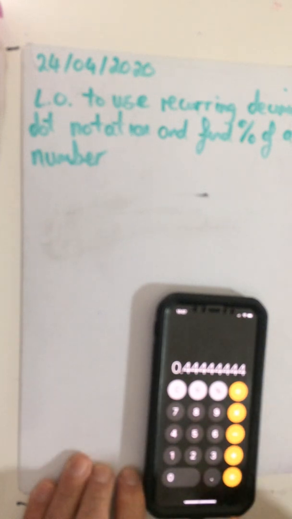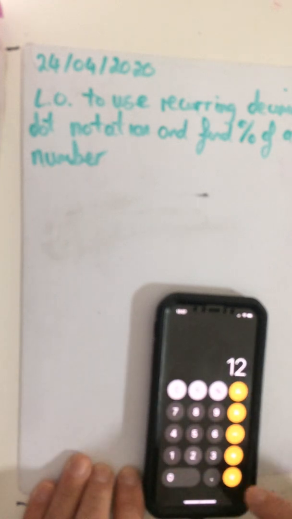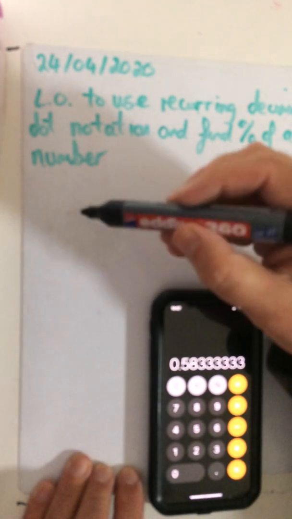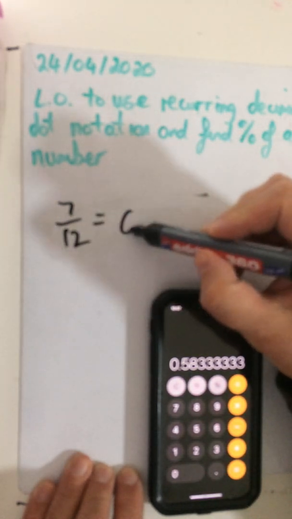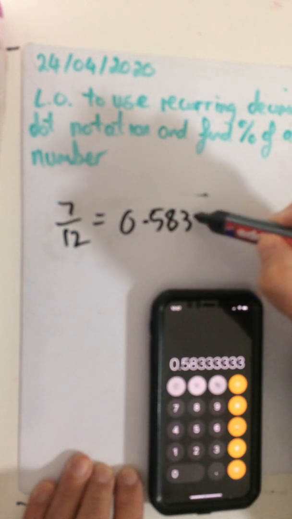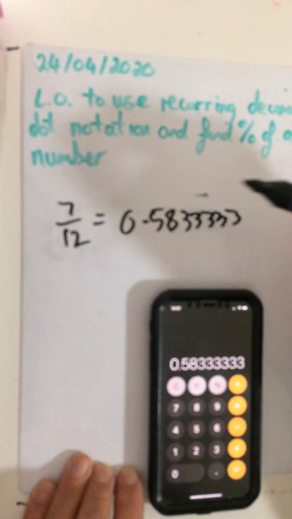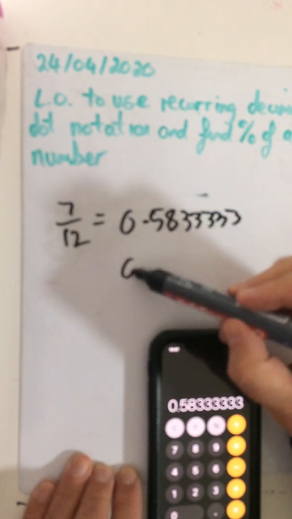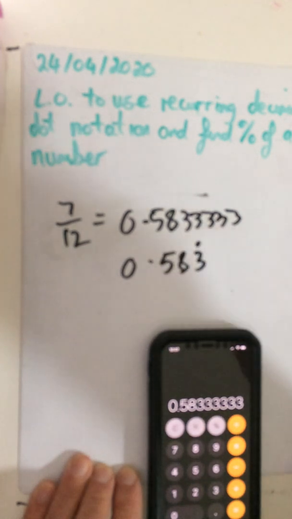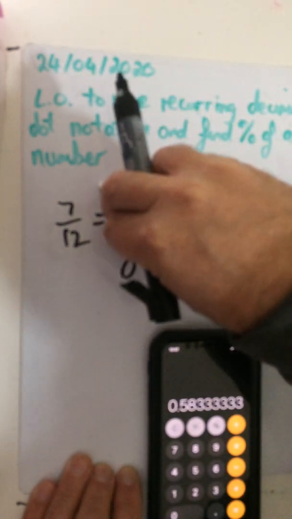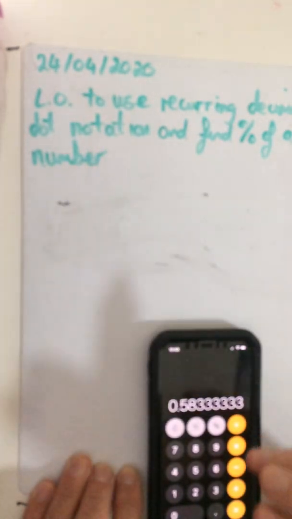Okay, now we can do another question. Let's do 7/12. 7 divided by 12 equals 0.58, and again this time it's the 3's. The 3 is the only thing that is recurring here. So again, we have 0.583, and we're just going to put the dot over the 3 because it's just the 3 that is recurring.